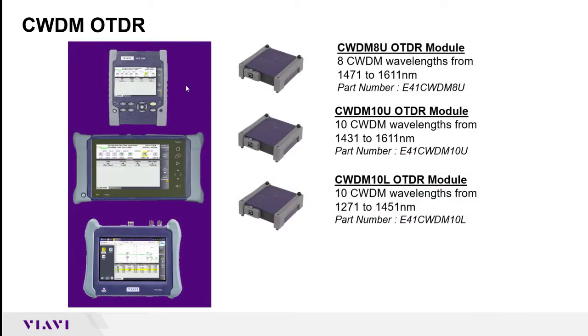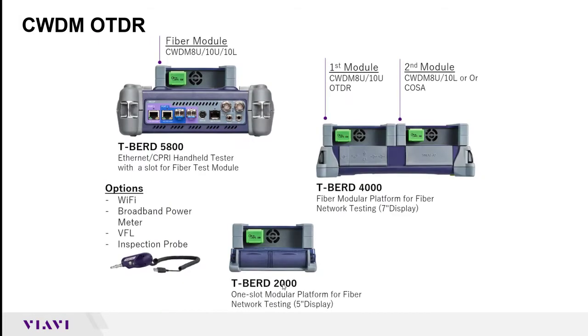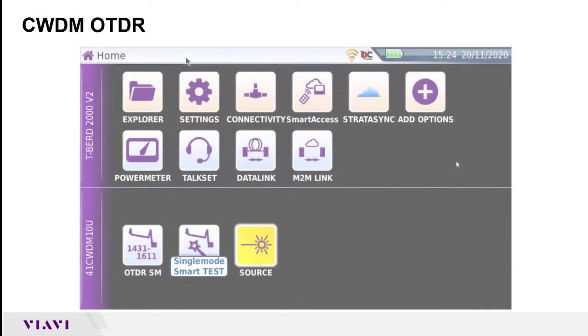These modules can be attached to one of our three major T-BERD platforms, the T-BERD 2000, the T-BERD 4000, or the T-BERD 5800 here at the bottom. The T-BERD 2000 will only support the fiber module, and in this case, just the one module, whereas the T-BERD 4000 is able to support two modules.